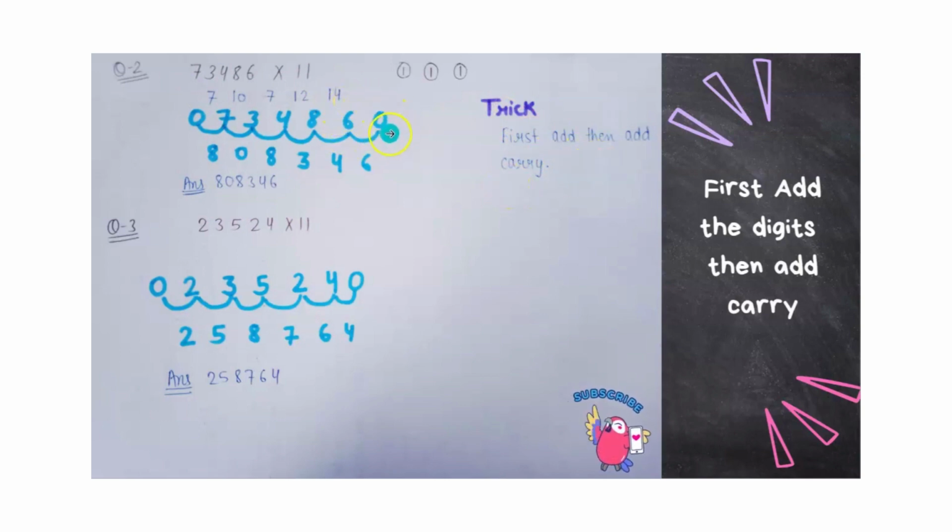Just you need to group, add the digits, and anything you got from your addition of the digits, you need to just add the carry first, then write the answer here. If you don't have carry, then no need to do anything.